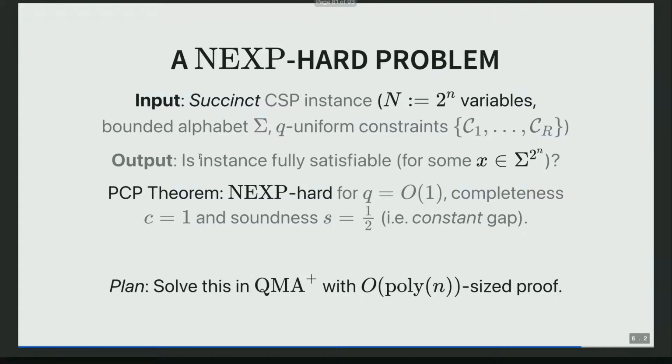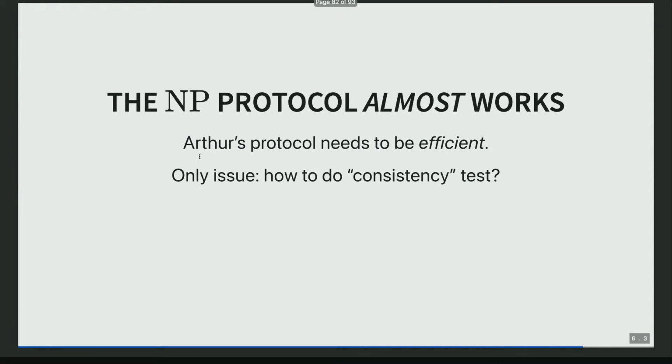And so the plan now is we're going to put this in QMA plus with a polynomially sized proof. So I will say that the NP protocol just almost works. The main thing we need to do is ensure that Arthur's protocol is efficient. And the only issues come up in this consistency test. In particular, there's kind of 3 big issues.